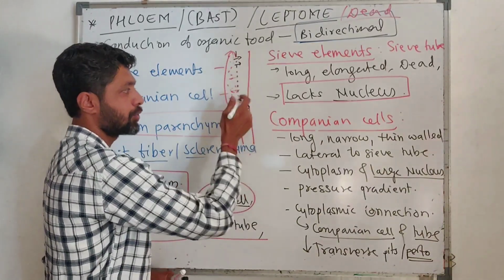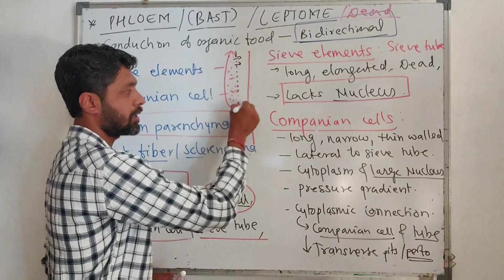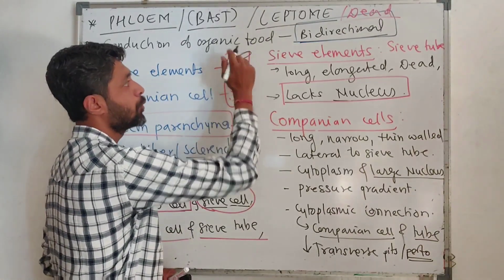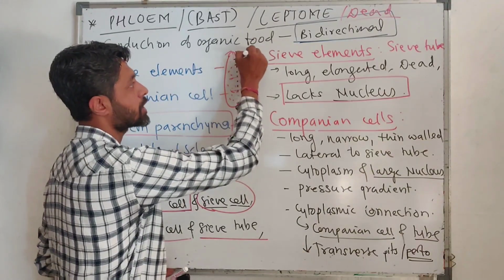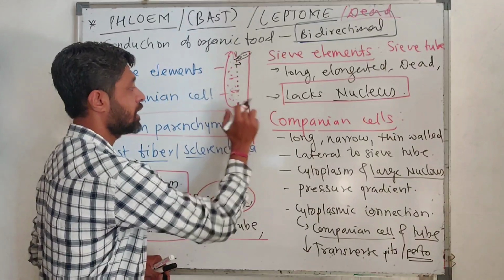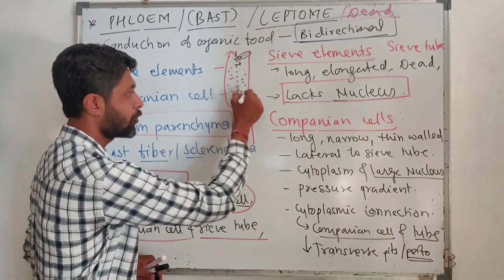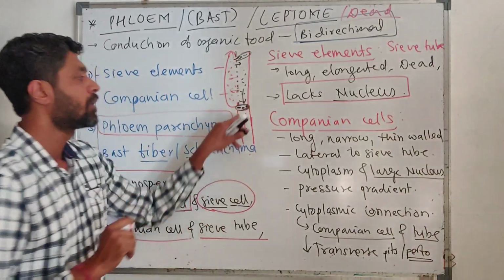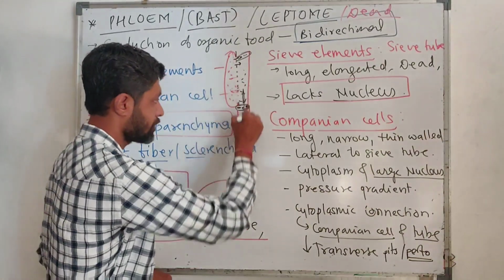One sieve tube and another sieve tube have a connection, and at that connection point they are obliquely placed. We call it a sieve plate. These sieve plates also have large perforations. Suppose there is food here, and that food has to be transported there. So the sieve plate will need perforations, and through that perforation the food will get transferred.